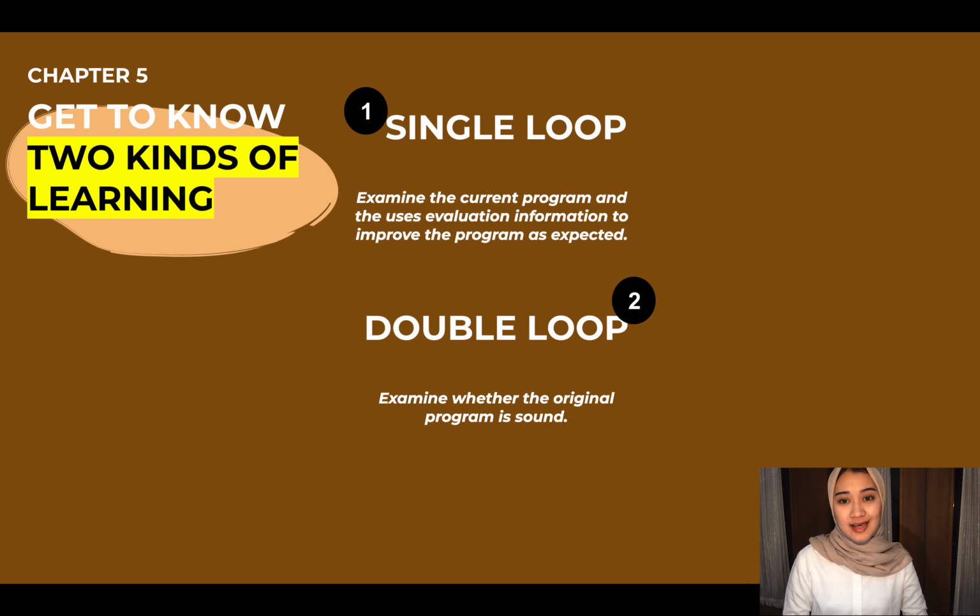Because we are too focused on the measurement itself, we sometimes forget the very first step of the evaluation, which is the designing, which is how we can speak the same language between the stakeholders and the people that contribute along the operational process of this project. So that's why learning is important in designing the purpose of an evaluation. The book mentions two kinds of learning. The first one is single loop and the second one is double loop.